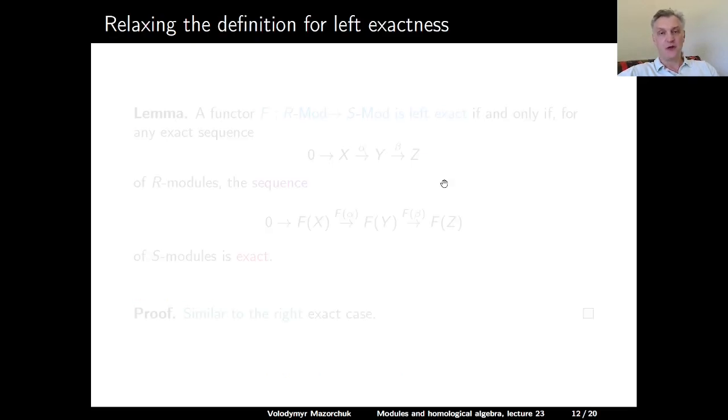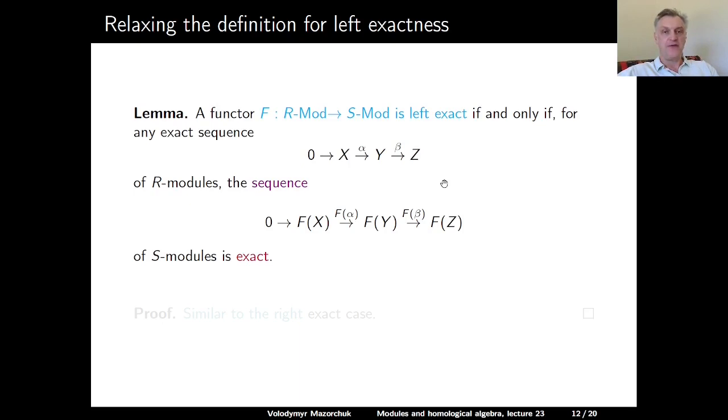Similarly, we can relax the definition for left exactness. A functor f from R mod to S mod is left exact if and only if, for any exact sequence of R modules, 0 goes to x, then by alpha to y, and then by beta to z, the induced sequence of S modules is exact, and the induced sequence is 0 goes to f of x, then by f of alpha to f of y, and then by f of beta to f of z. Again, this is a much more symmetric definition: we start from a short left exact sequence and we get a short left exact sequence. And this is proved similarly to the previous lemma.